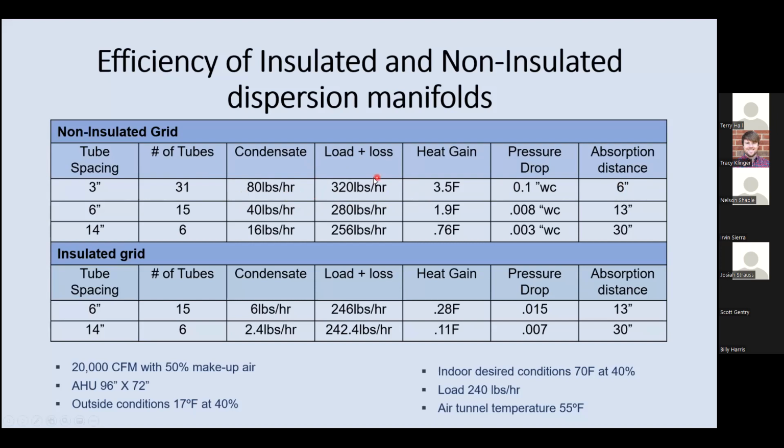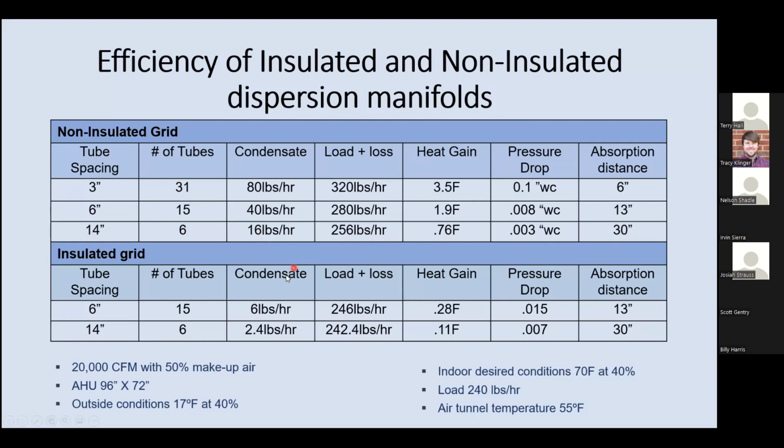And it doesn't matter how little you're modulating, you're going to be losing that efficiency. If you actually use 30 inches, if you have it available, then your condensate loss gets down to 16 pounds per hour. It's much more manageable, and the load and loss is manageable as well. The heat gain is also lower.